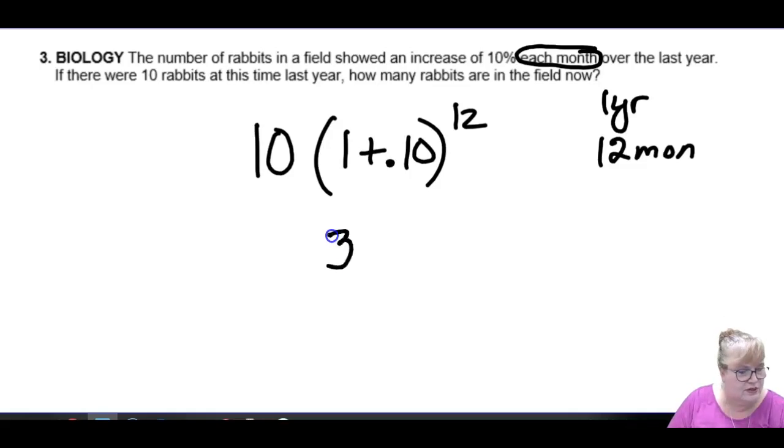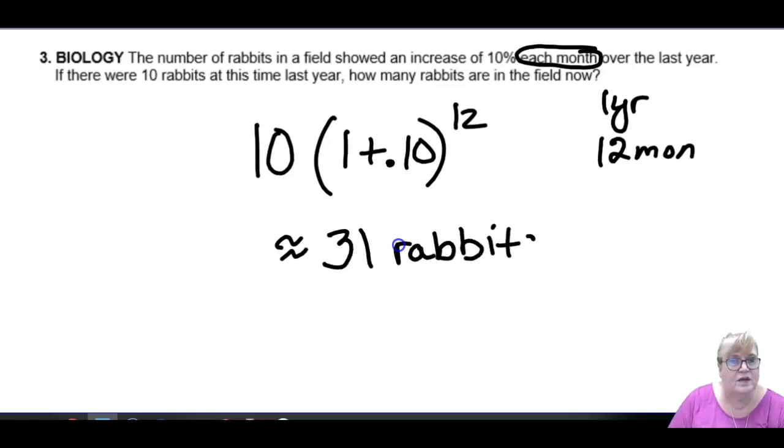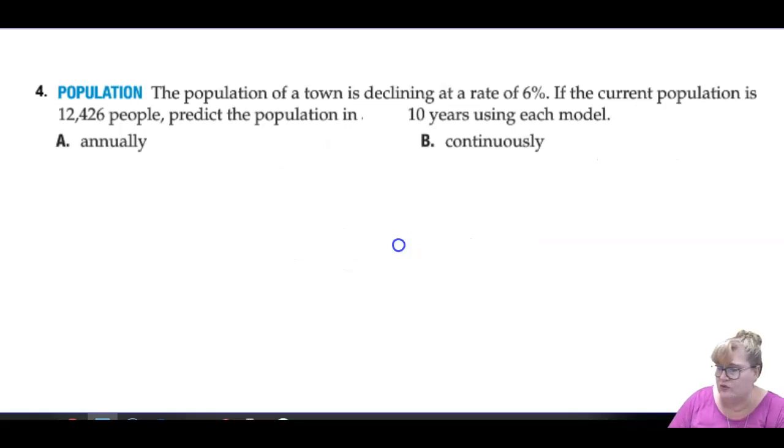So I got 31.38, or about 31 rabbits. And the assignment on this is on Delta Math, so read real carefully how you're supposed to round, okay? And it's homework, so you will get a chance to fix it if you did it wrong.